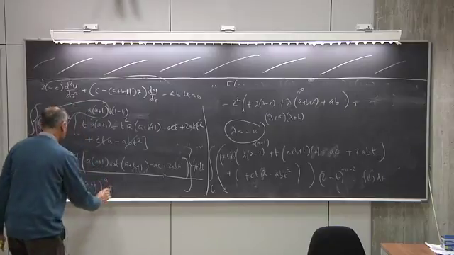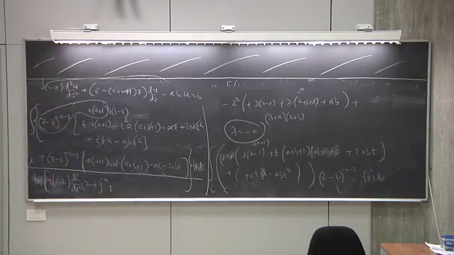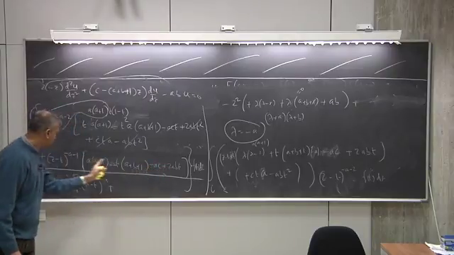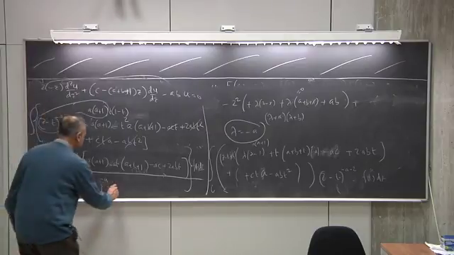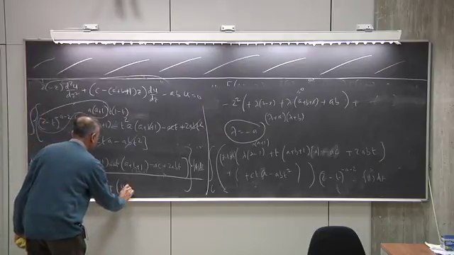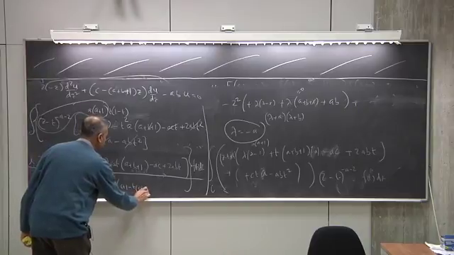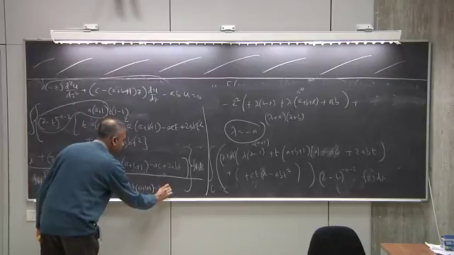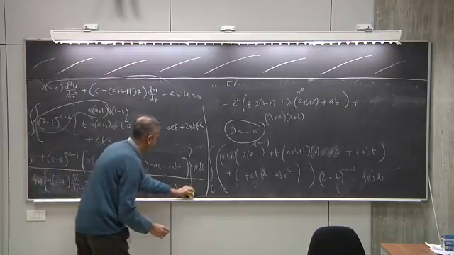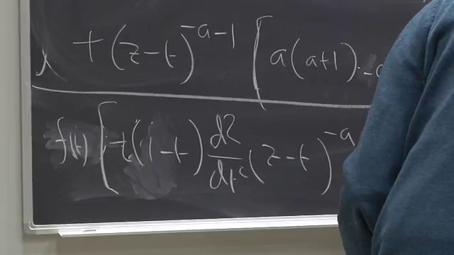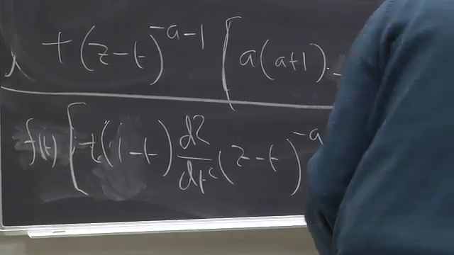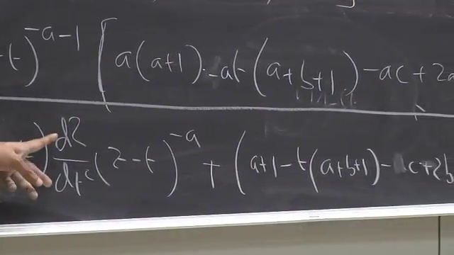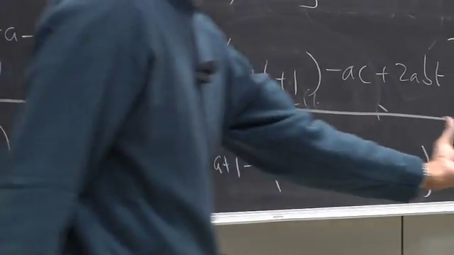And the second term is, let's see, so there's a factor of a everywhere, a common factor, right? So combining this a, what is left over here is a plus 1 minus t times a plus b plus 1 minus ac minus c plus 2bt. This whole thing multiplies d by dt of z minus t to the minus a, right? So you see what I have done, I have written both of these terms as some derivatives acting on this factor, z minus t to the minus a.